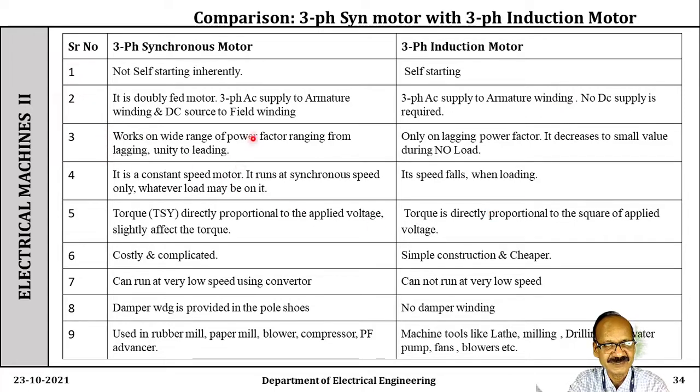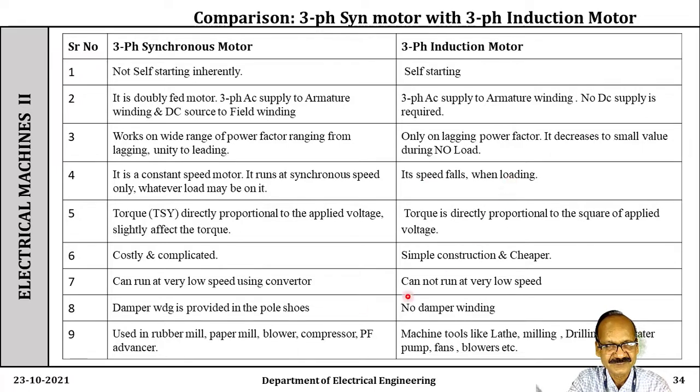The third point: the synchronous motor works over a wide range of power factor, ranging from lagging through unity to leading power factor, whereas the induction motor works only at lagging power factor, and its power factor decreases to a small value on no load. On no load, power factor is generally less than 0.5. Then point number 4: it is a constant speed machine. It runs either at synchronous speed or not at all. Whereas for the three-phase induction motor, its speed falls when the load on the motor increases.